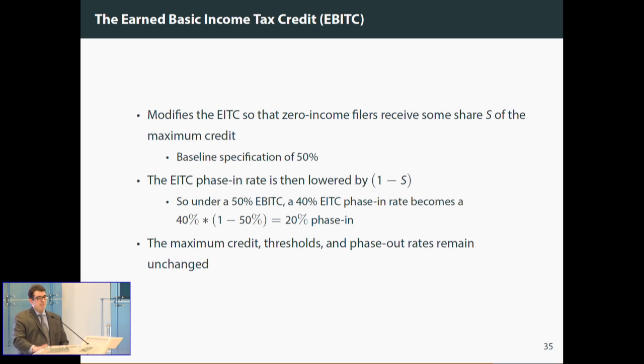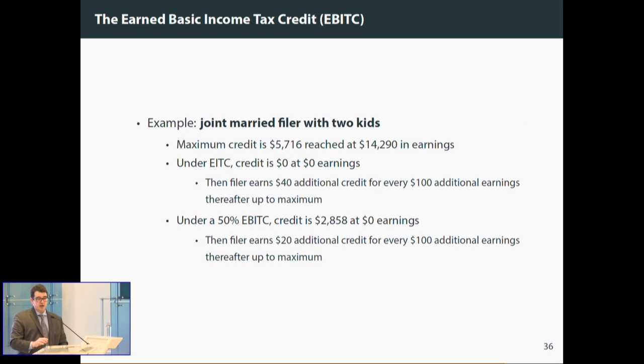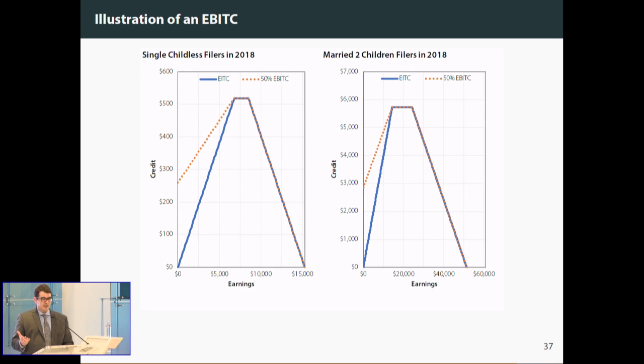As a result of that, the maximum credit, the thresholds involved, and the phase-out rates are all the same. So here's a specific example with our same joint married filer with 2 kids. And this is an actual graphic illustration of that. The blue trapezoid is the way the EITC currently works, and this orange dotted trapezoid, or pentagon, is the way the EBITC would work.